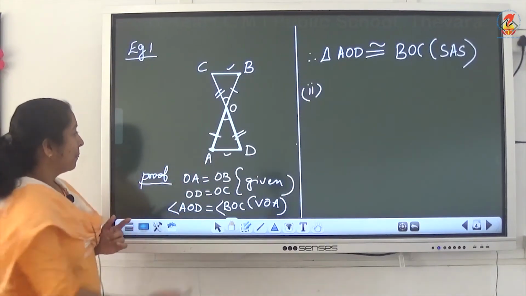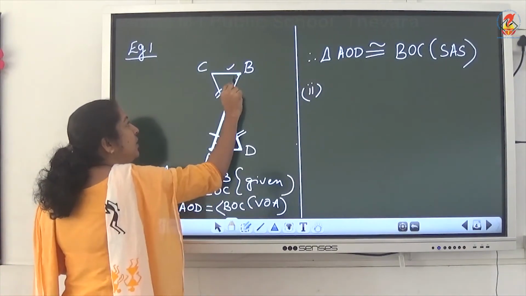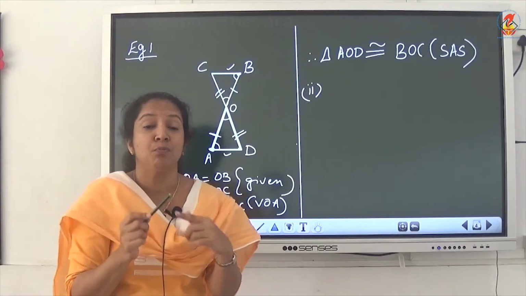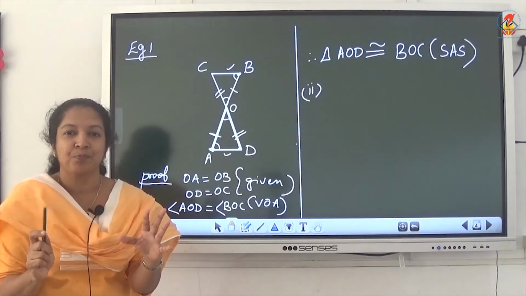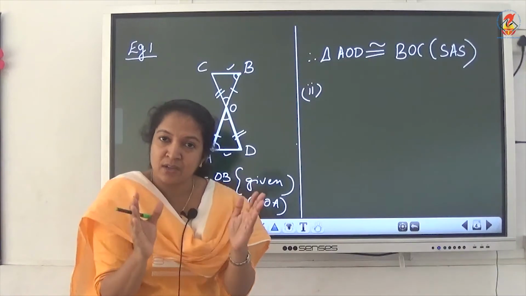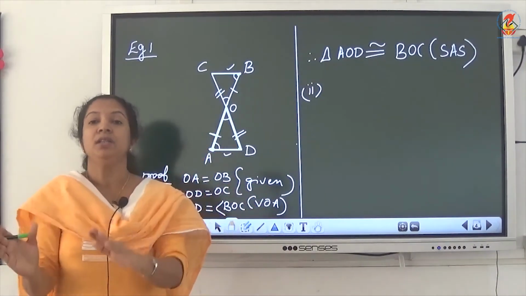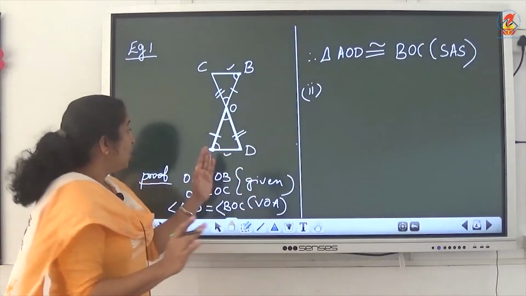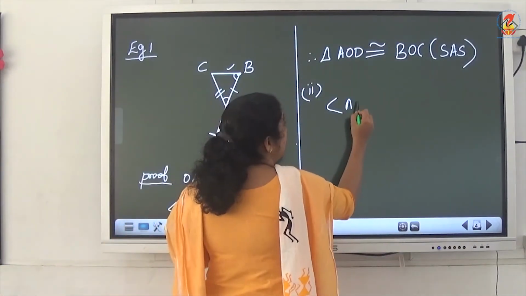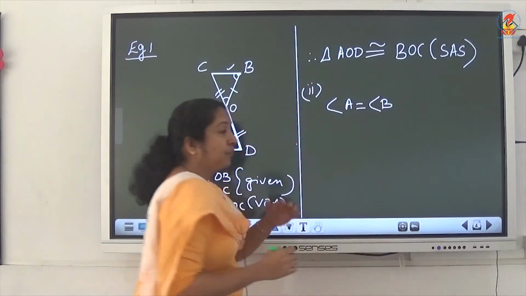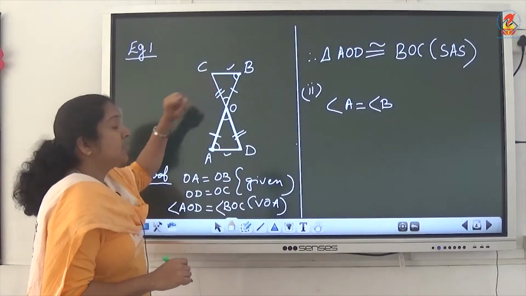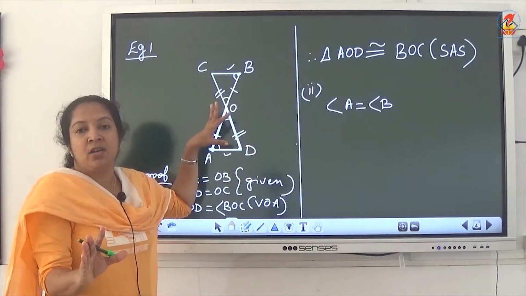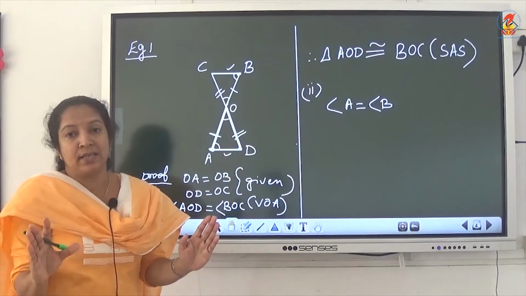We can. See, these two angles are equal. Why? These two angles are equal because both the triangles are congruent. If triangles are congruent, all the corresponding sides are equal and all the corresponding angles are equal. So angle A is equal to angle B, because these two triangles are congruent.